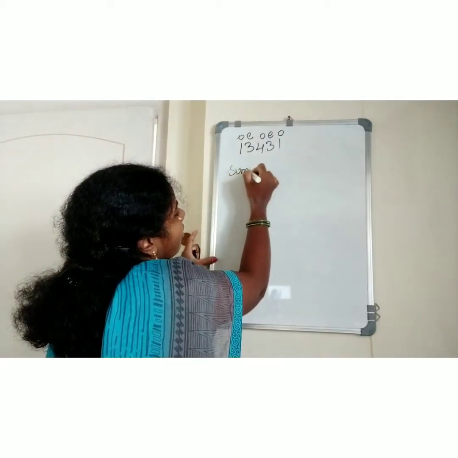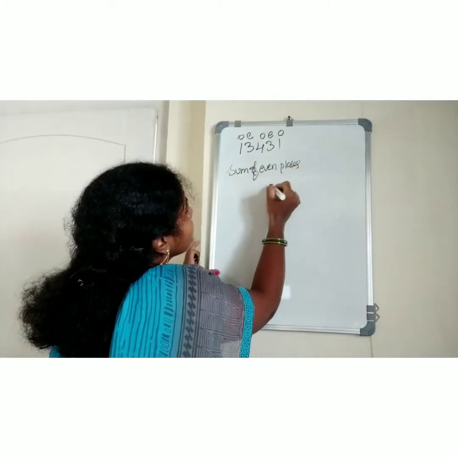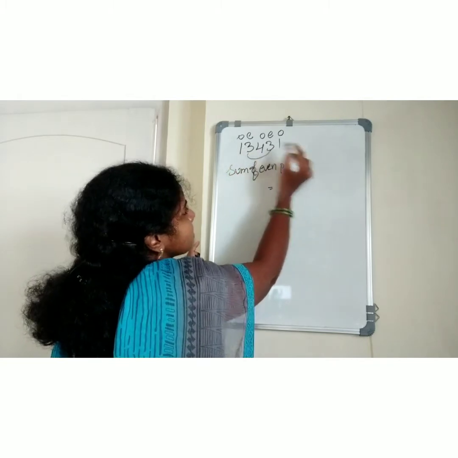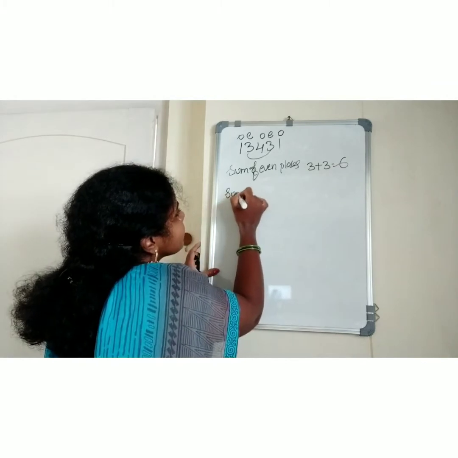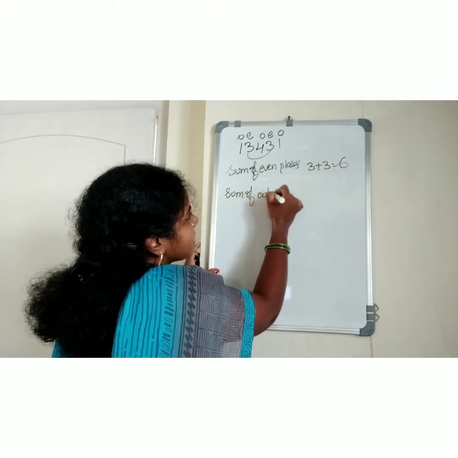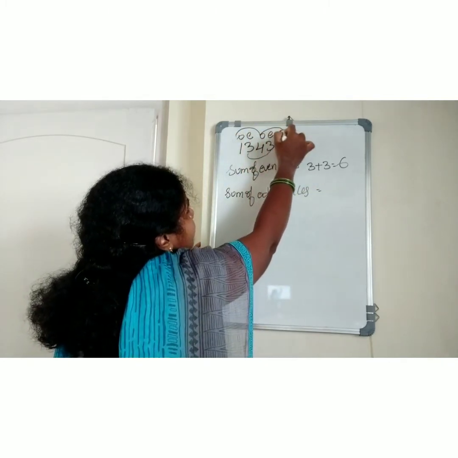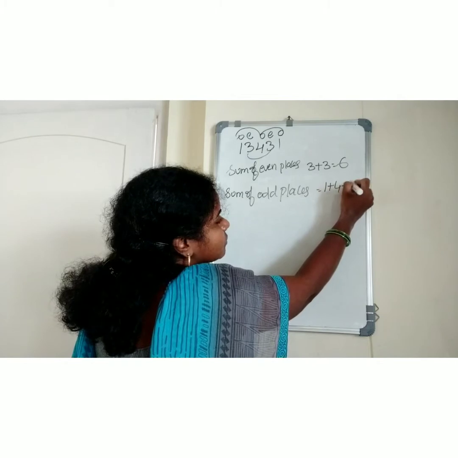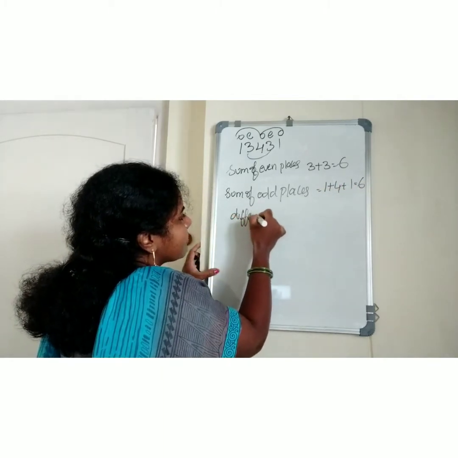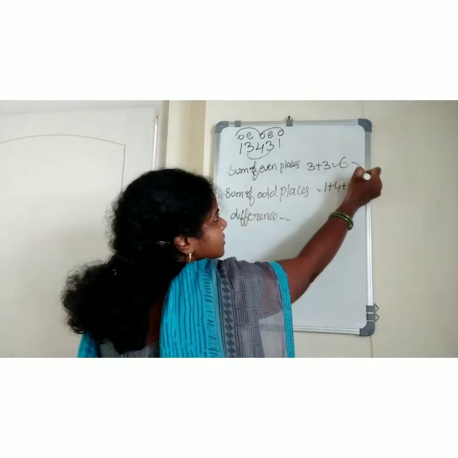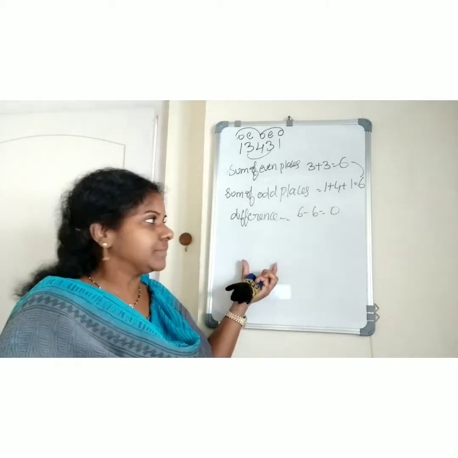Now, sum of even places. Even places are here 3 plus 3, that equals 6. Now, sum of odd places. What are the odd places? 1 plus 4 plus 1, that is also 6. Now just write the difference. Here the difference is 6 minus 6. Difference is 0.